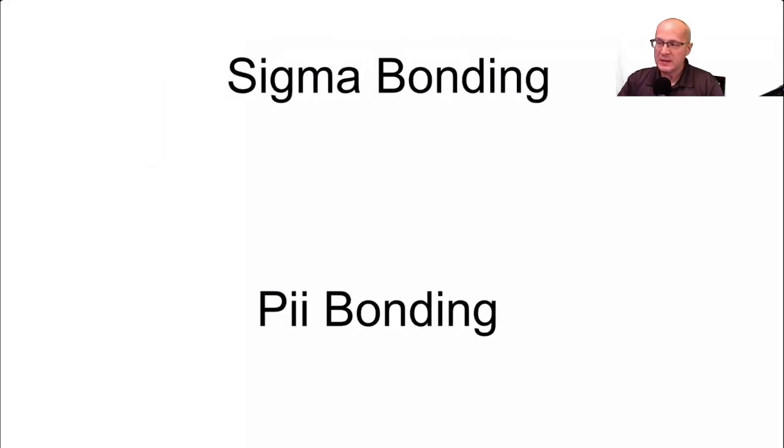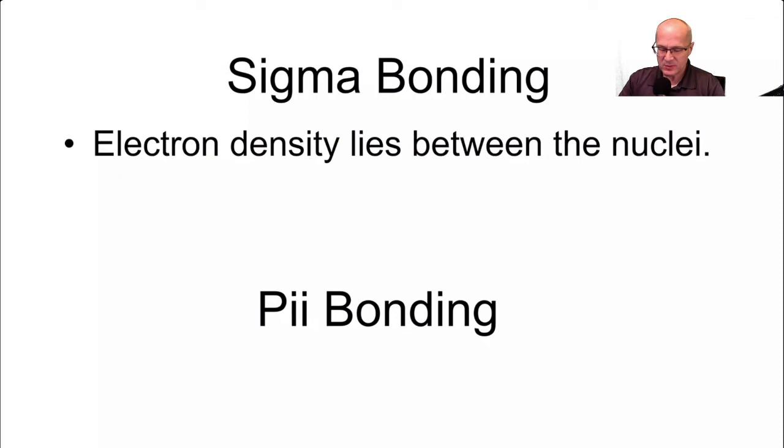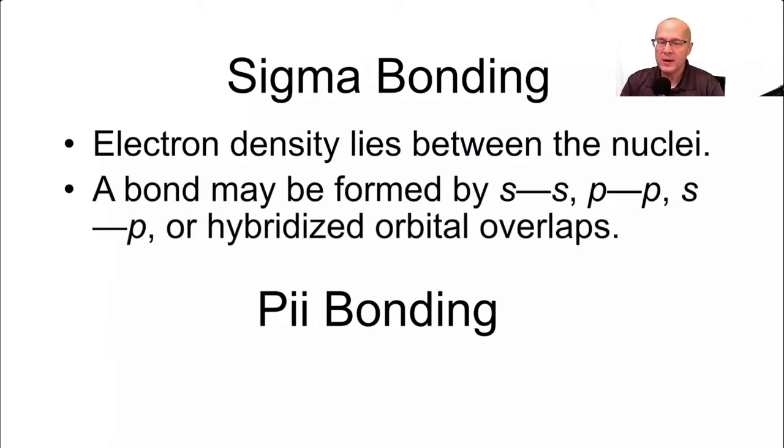Two kinds of bonding. Now, so far in your chemistry life, you've talked about single bonds, double bonds, triple bonds. Now, we're going to get a lot more specific. We're going to start talking about sigma bonding and pi bonding. Sigma bonding, the electron density lies between the nuclei, just like all bonding. A bond may be formed by the combination of an s orbital to an s orbital of another atom, 2 p orbitals of 2 different atoms overlapping, an s or a p orbital overlapping, or hybridized orbitals overlapping. Basically, a sigma bond is the head-to-head overlapping of orbitals. That's how sigma bonding works.